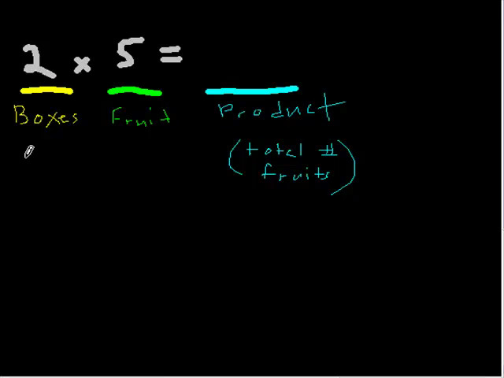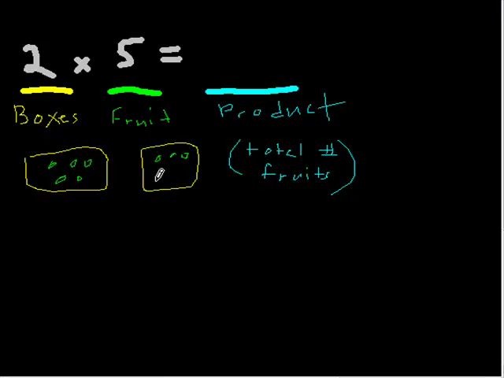So let's create our boxes first. We have 1 and 2 boxes. And inside each box we have 1, 2, 3, 4, 5 fruits. And if we were to add all these up, you'd get 1, 2, 3, 4, 5, 6, 7, 8, 9, and 10. So 10 total fruits.